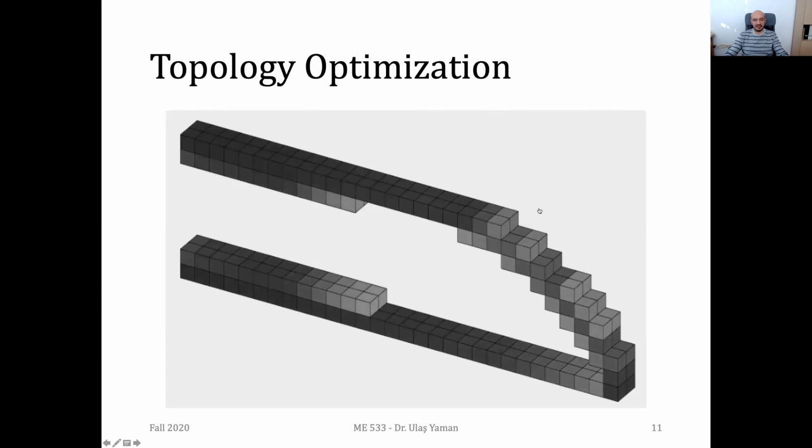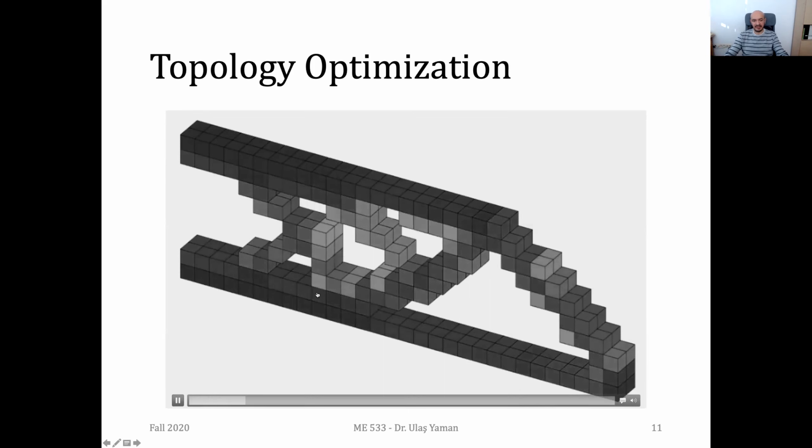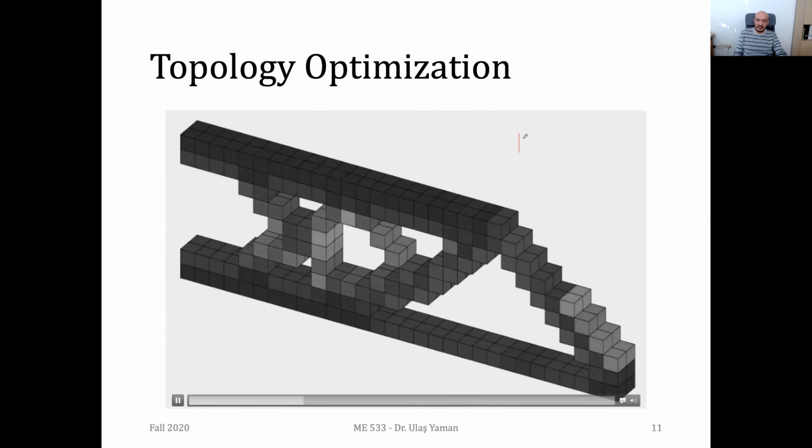Let's have a look at the 3D version of it. Again, it's a cantilever beam. This time, to make it faster, I used larger blocks. These are called voxels. In the previous one, since it was 2D, we were using pixels. But right now, we are using 3D versions of these pixels, which are called voxels.